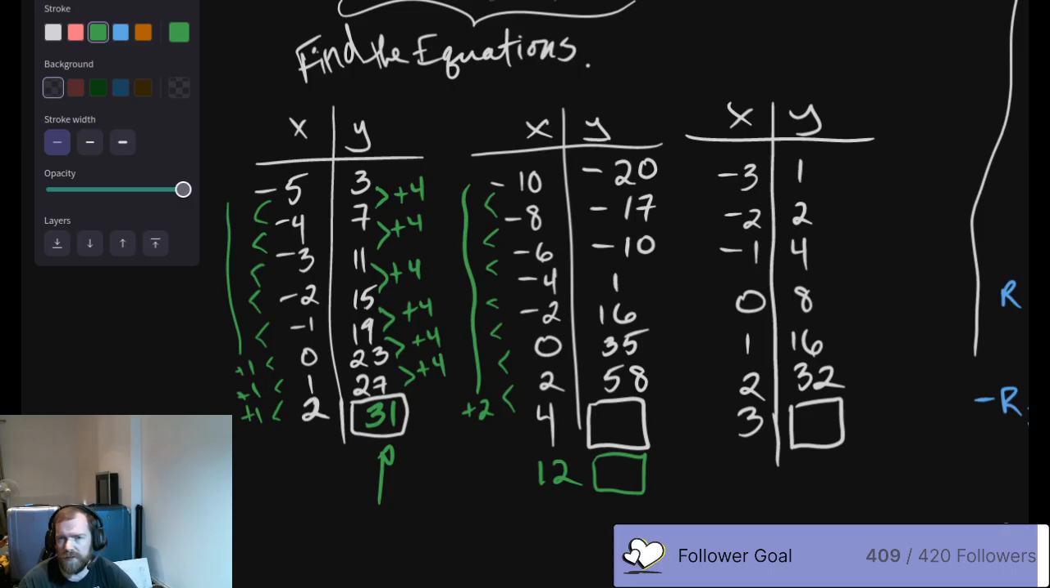I remember looking at this and going, well, I can't quite do the same thing as I did before, because here, to go from -20 to -17, I have to add 3. And to go from -17 to -10, I have to add 7. And then to go from -10 to 1, I have to add 11. Hey, wait, I've seen this pattern before. And wouldn't you know it, all this stuff was just all that stuff.